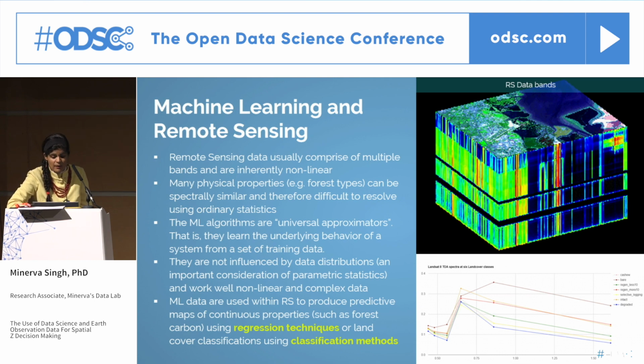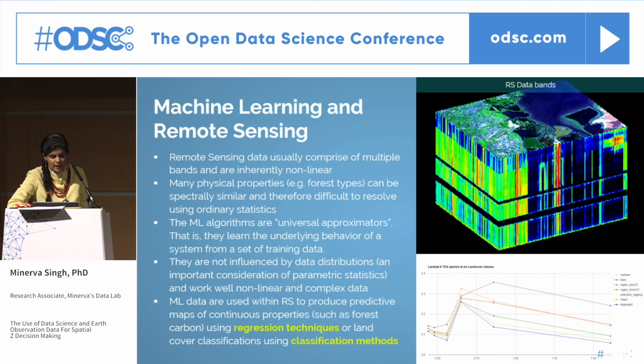And when we have a tremendous amount of optical data, the way we have in the top right image, we get something known as the curse of dimensionality. So too much data becomes a hindrance rather than a help. In this situation, machine learning algorithms are universal approximators, which means that they learn the underlying behavior of a system. They are not influenced by data distributions, and data distributions are an important consideration as far as parametric statistics are concerned. With machine learning, we don't have to worry about that.